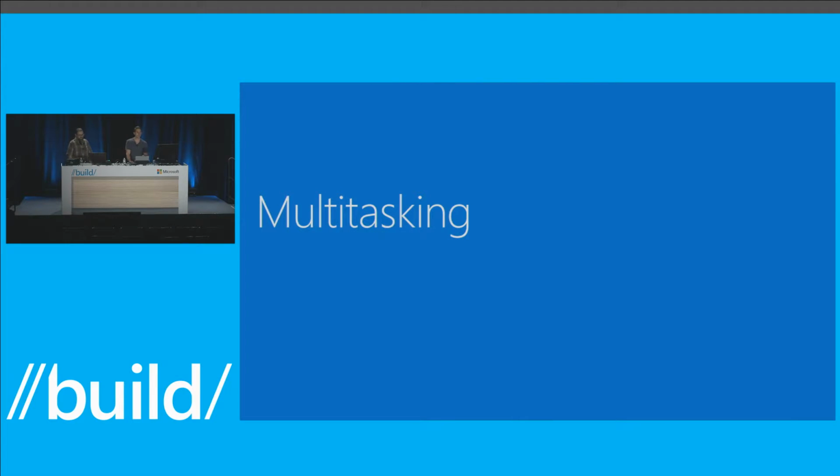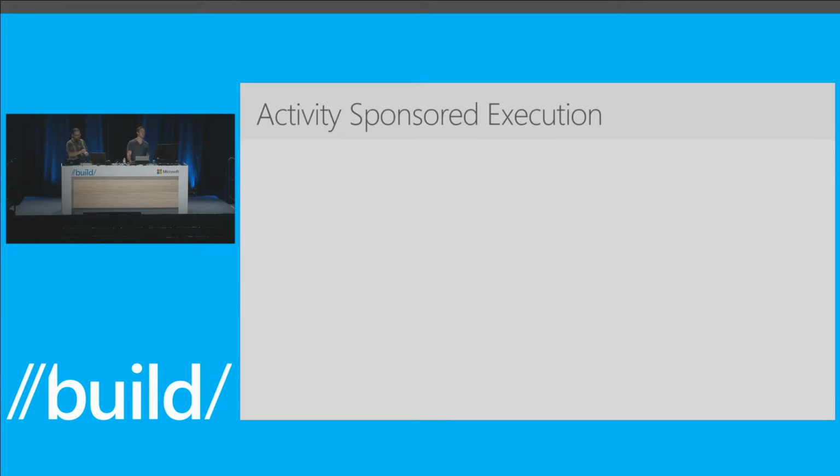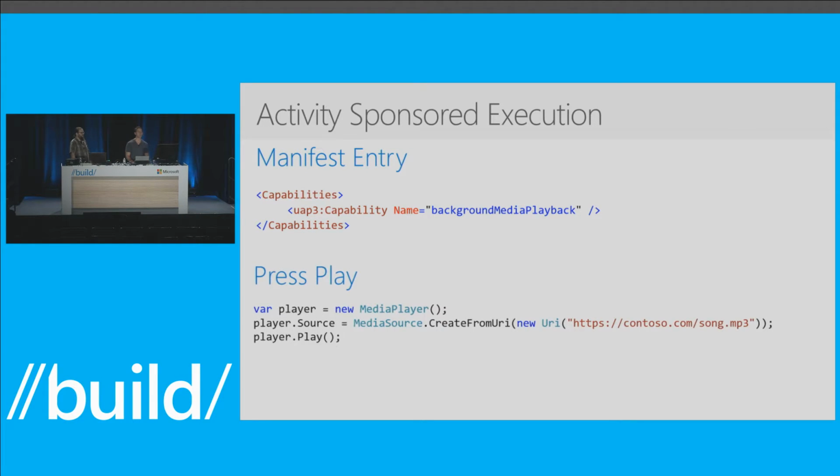And media playback in the background should be simple. It should be simple for you to implement. It should be simple for your users to expect that their media will continue playing in the background when they've needed to. Now, we've heard your feedback on the 2-process model that currently exists for background audio, and are really excited to bring you activity-sponsored execution. Now, all you have to do is simply add an entry to your manifest declaring your application to be capable of playing media in the background, and then press play. That's it. Any of the foreground activities that you would normally do, you can continue doing in the background now.